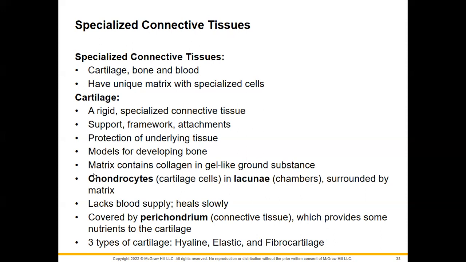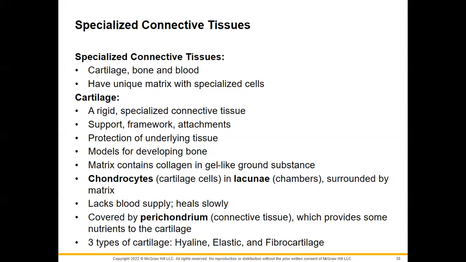We said that chondrocytes, cartilage cells, sit in a lacuna, a little lake, a little chamber. They kind of hang out in there. And then it gets surrounded by this collagenous gel-like ground substance or matrix. We said that cartilage lacks a blood supply. Because it lacks a blood supply, it tends to heal very slowly. So if you've ever had damage to some of the cartilage in your body between joints, then you know that it tends to heal a lot slower than other tissues. It'll be achier and sore for longer periods of time as it's healing.